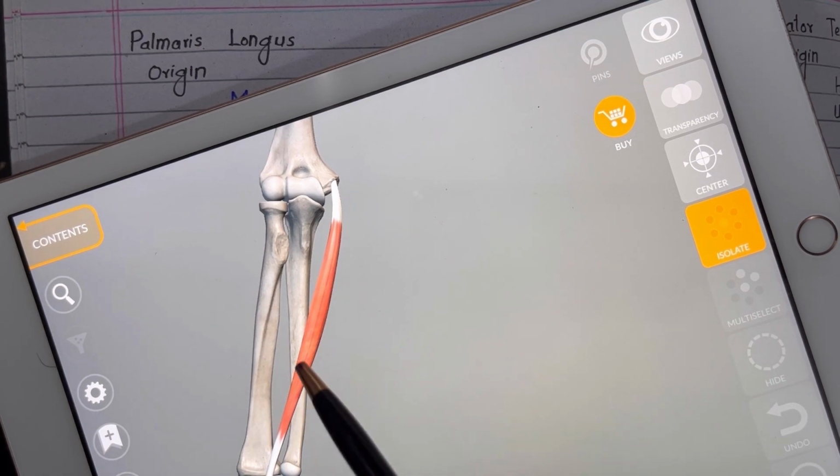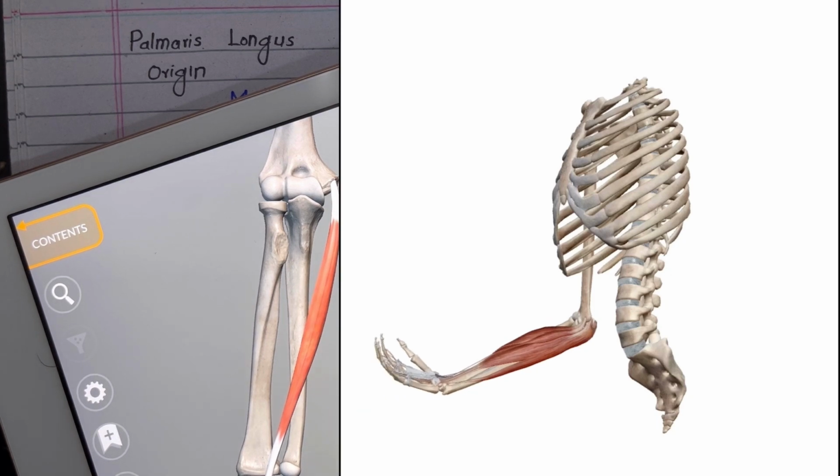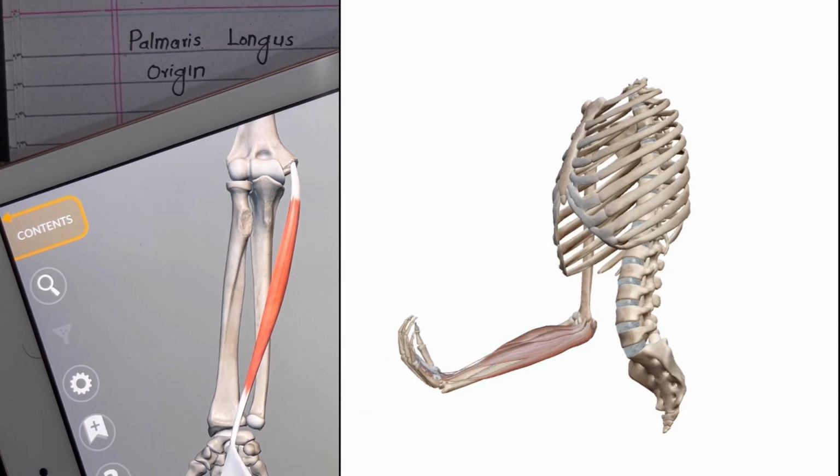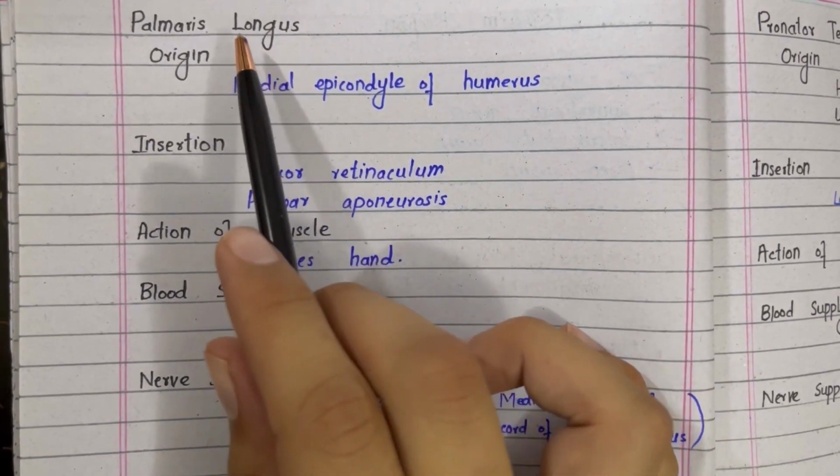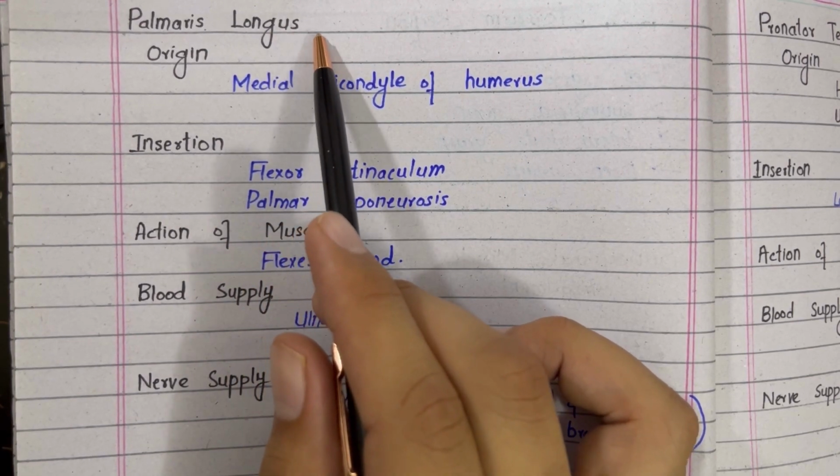Now moving toward the action of the palmaris longus muscle. This muscle plays an important role in the flexion of the hand. Now student, as we have studied the anatomy of the palmaris longus muscle, we will overview this muscle.